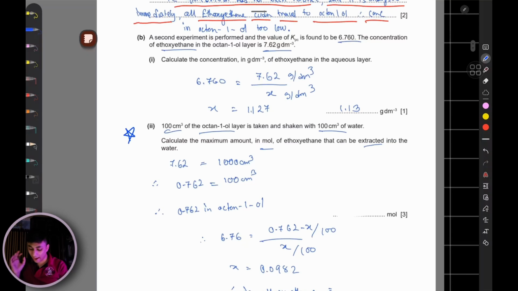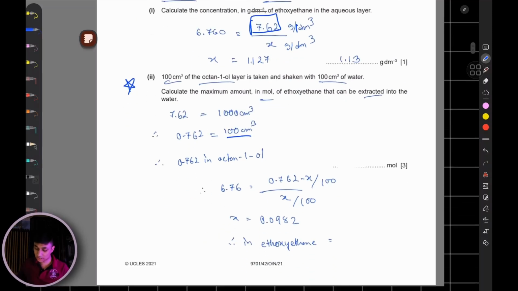Fair enough. So I know that there is 7.62 grams of ethoxyethane in 1000 cm cube of octanol. So for 100 cm cube, how much is it going to be? Just divide by 10, and it's going to be 0.762 in 100 cm cube of octanol layer. Now, they're also telling you they're mixing it with 100 cm cube of water. How much will be extracted into the water layer?